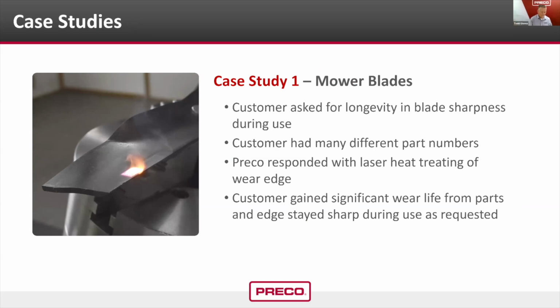Hello. So we've got 4 case studies, and all of them Preco has worked on, whether it's for our contract manufacturing division or for our laser equipment division for our customers. All of our customers came to us with things they were trying to solve on their parts. And this is a good example of the flexibility of laser heat treating with lasers.